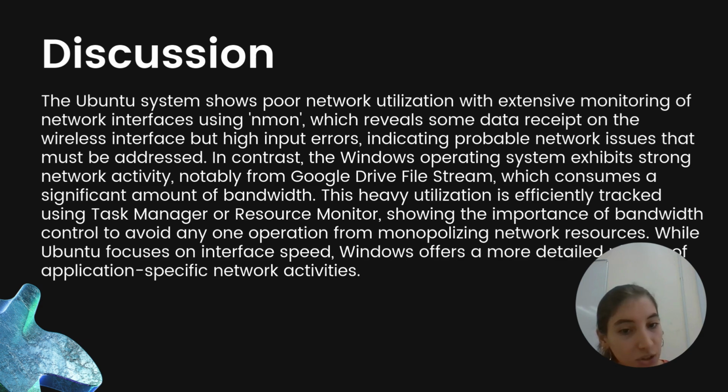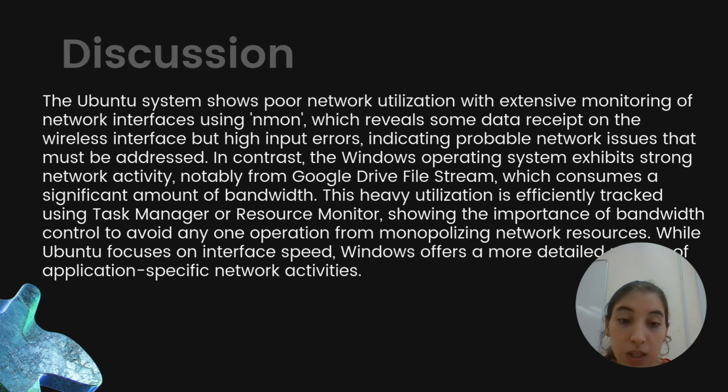In contrast, the Windows operating system exhibits strong network activity, notably from Google Drive File Stream, which consumes a significant amount of bandwidth. This heavy utilization is efficiently tracked using Task Manager or Resource Monitor, showcasing the importance of bandwidth control to avoid any operation from monopolizing network resources. While Ubuntu focuses on interface speed, Windows offers more detailed pictures of application-specific network activity.